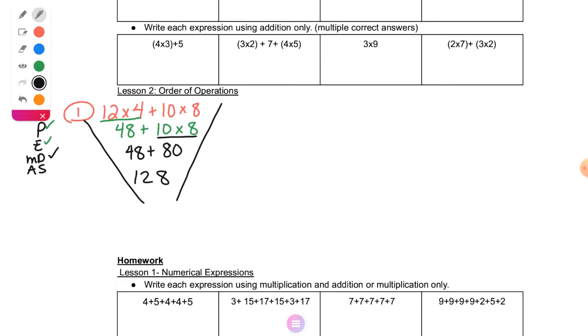Okay, they started off easy. We're going to get a little bit harder. Number 2, example 2. This one has lots of grouping symbols. 20 minus bracket 4 plus another bracket.